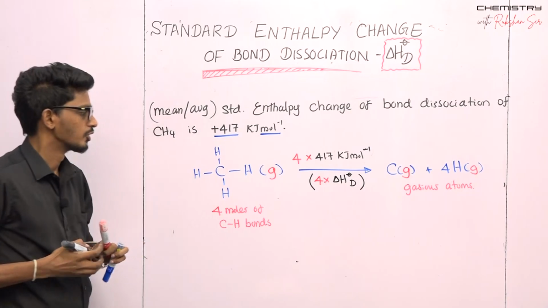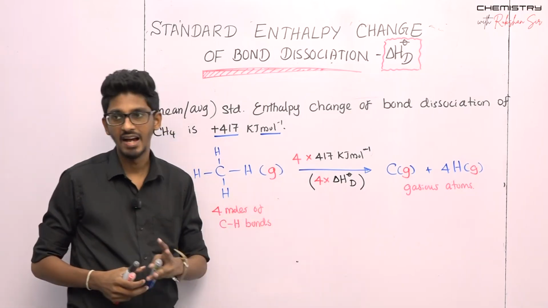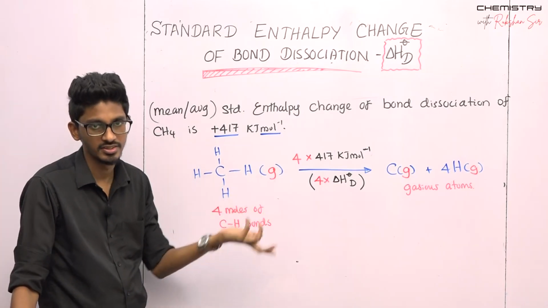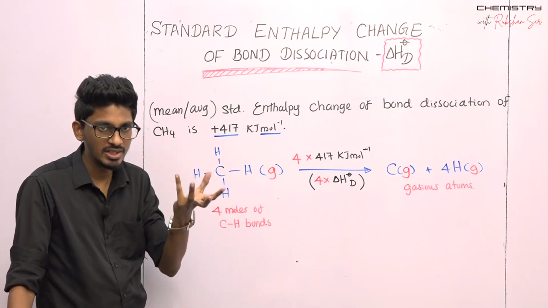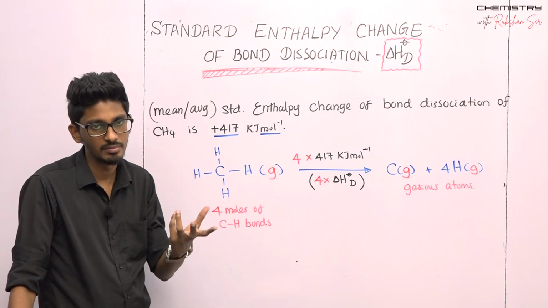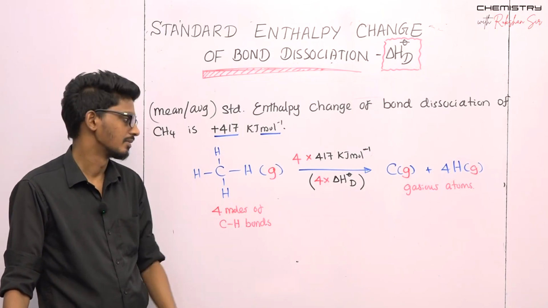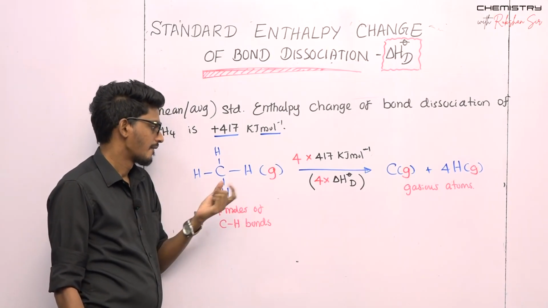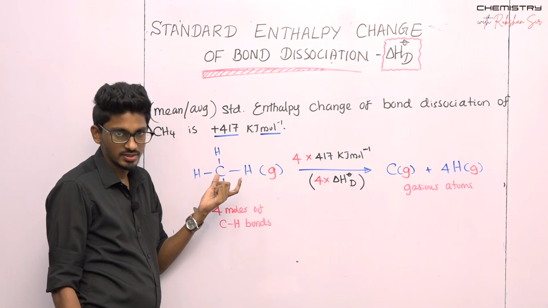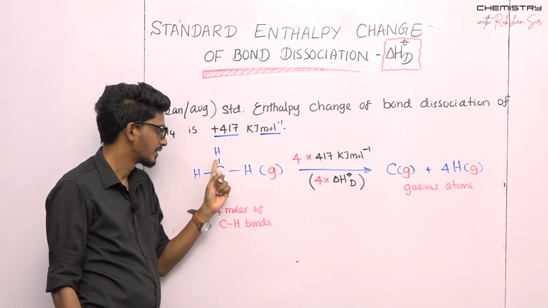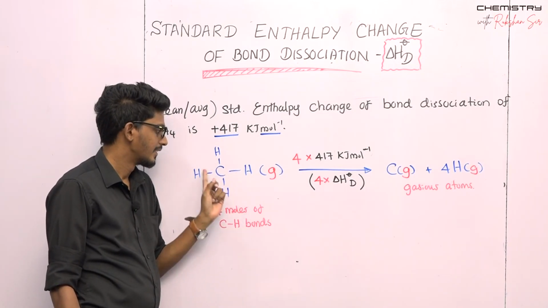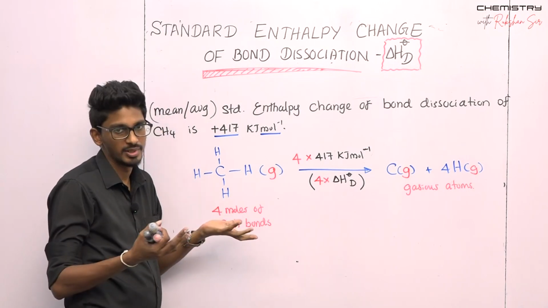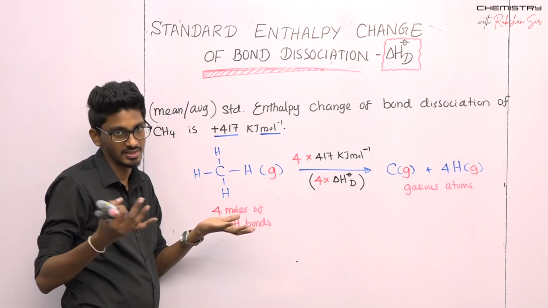Right? So this 417 value is referred to as average bond dissociation enthalpy. Why is it referred to as an average? What is the meaning of that term average? The thing is like this, Lamai. Do you think that all of these bonds need the same energy to break? Yes, if you are to break it the first time, that is true.